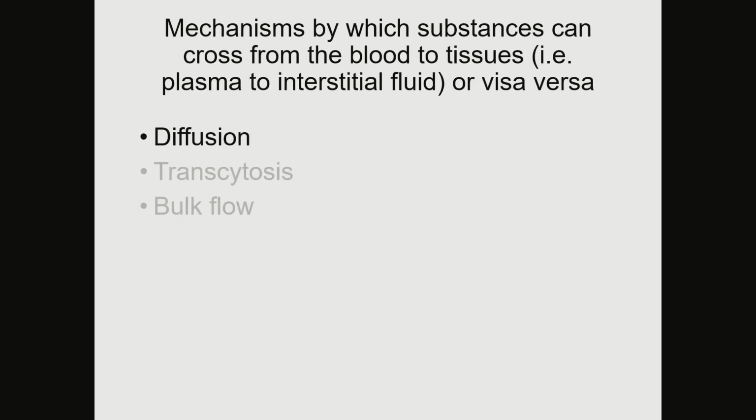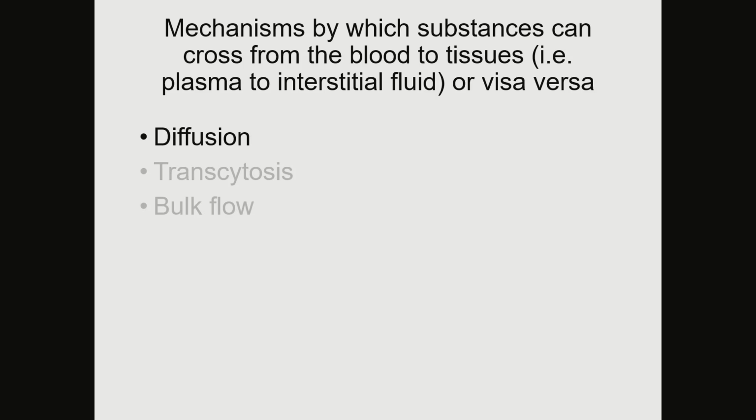So, we have to get things. We'll just use oxygen as an example. We have to get oxygen from our blood to our tissues, and I'm talking about systemic. Obviously, it's the other way around in our lungs. And how does that happen? Or how are any of these substances exchanged between one place and the other? And we have 3 ways.